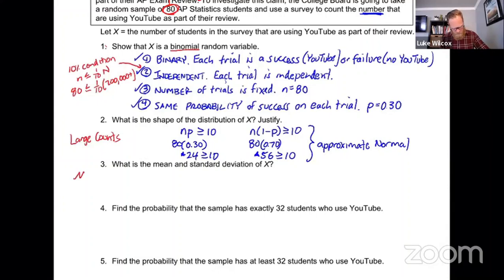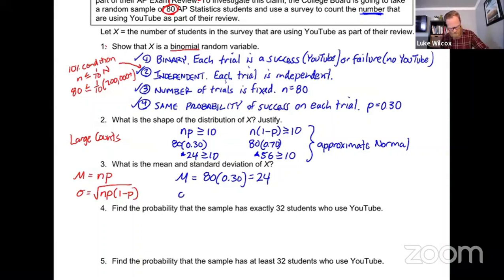The mean from our formula sheet of a binomial is n times p, and the standard deviation is the square root of n times p times 1 minus p. And so now it's just a matter of plugging in some values and seeing what we get. So let's start with the mean, which is n times p. And we know n is 80 and p is 0.30. In fact, we already talked about this value, right? 24 is the expected number of successes. So if the College Board were to take random samples of 80 over and over again, then on average, they would find 24 students that are YouTubers.